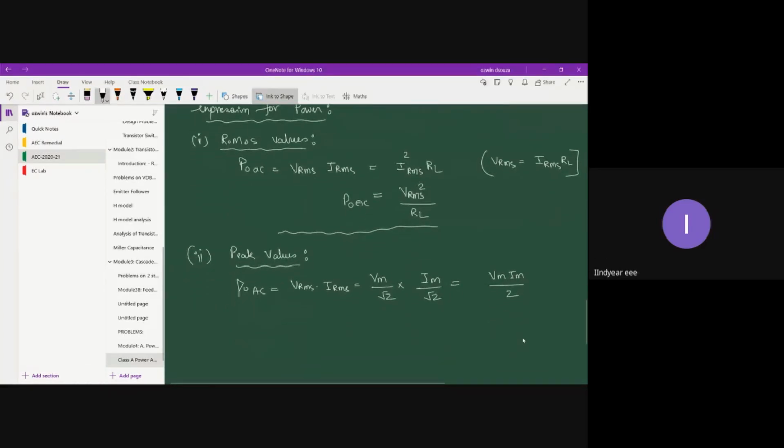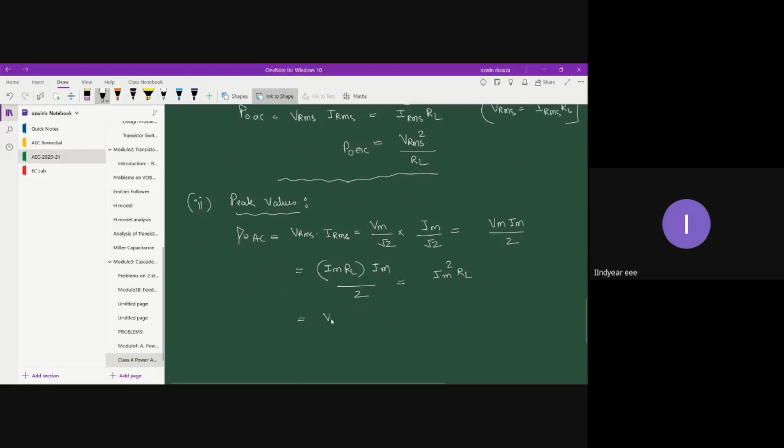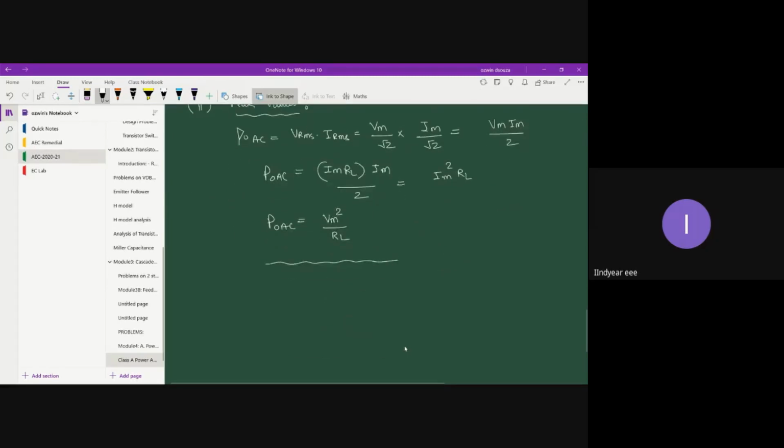Okay. So once you have this, you can write down the other variants, right? For example, Vm you can write as Im into RL. So Im into RL into Im divided by 2, or it is basically Im square into RL divided by 2. Or you can also write something like Vm square divided by R. So this is also P naught AC. So you can also write an expression for power in terms of the maximum values.